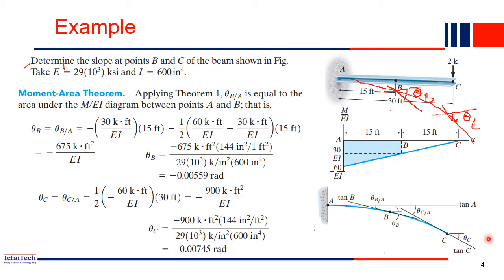So theta C is now computed also. So theta B and theta C computation is both done. Both slopes you have computed. Now the question may ask for the deflection at B and C. So the slope computation is over. This one part is over.